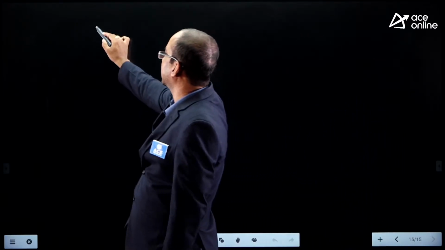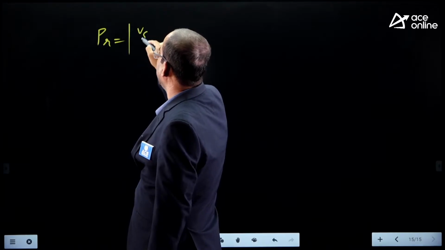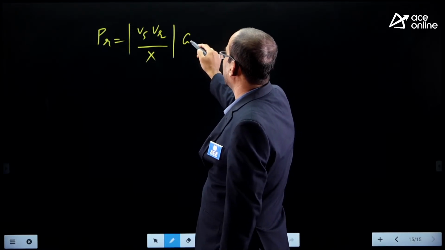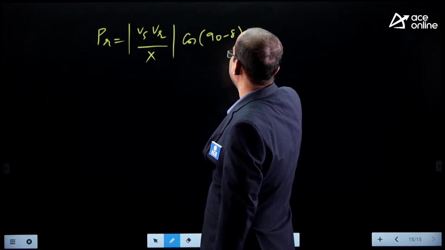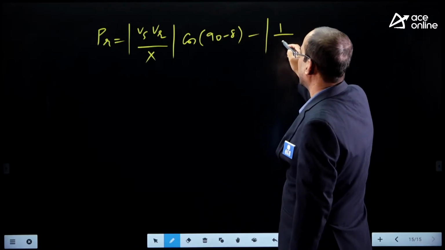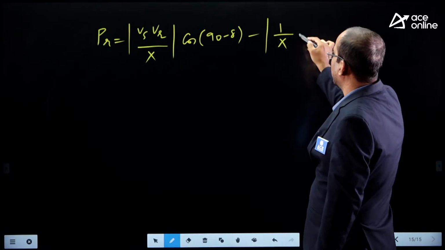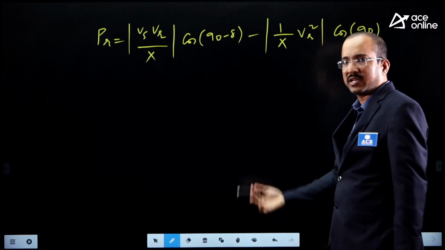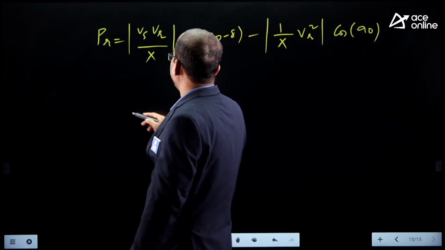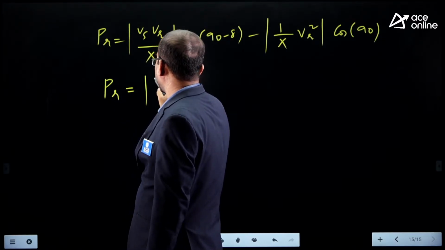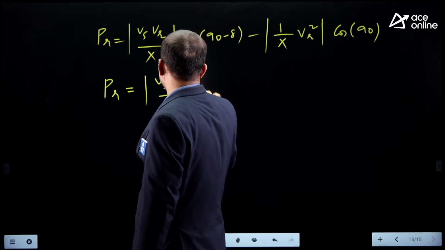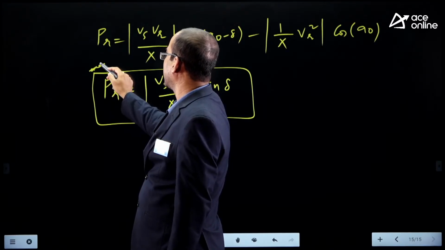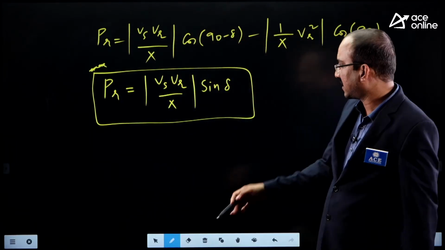So here the PR value will be Vs Vr by x cos of 90 minus delta minus 1 by x Vr square cos of 90. Cos 90 is 0. So cos of 90 minus delta is sin delta. So real power transfer equation is Vs Vr by x sin delta. So you need to use this real power transfer equation at the receiving end, provided that the line is lossless.